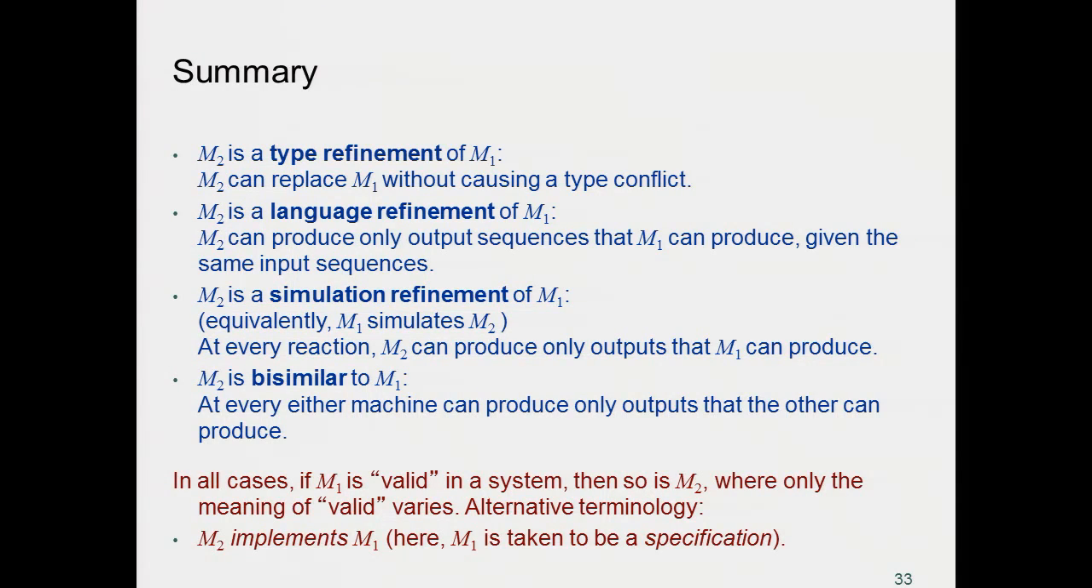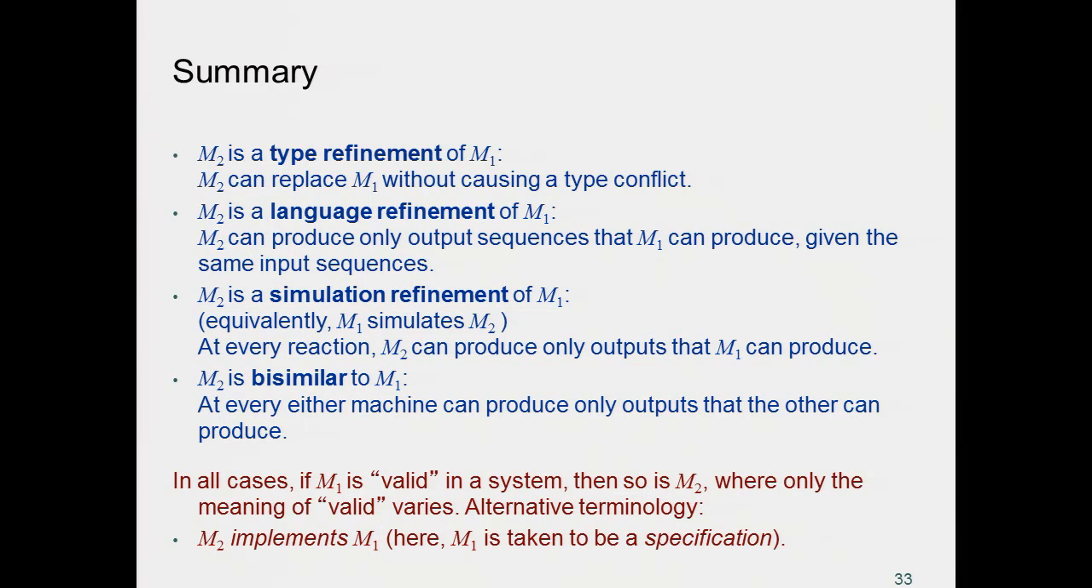M2 is bisimilar to M1 if at every transition, either machine can produce all the outputs that the other can produce. So the two outputs are exactly the same. The sequence is exactly the same. But there is also, remember, this equivalence of the steps that the two machines are taking. So the outputs have to match the state in which they are produced.